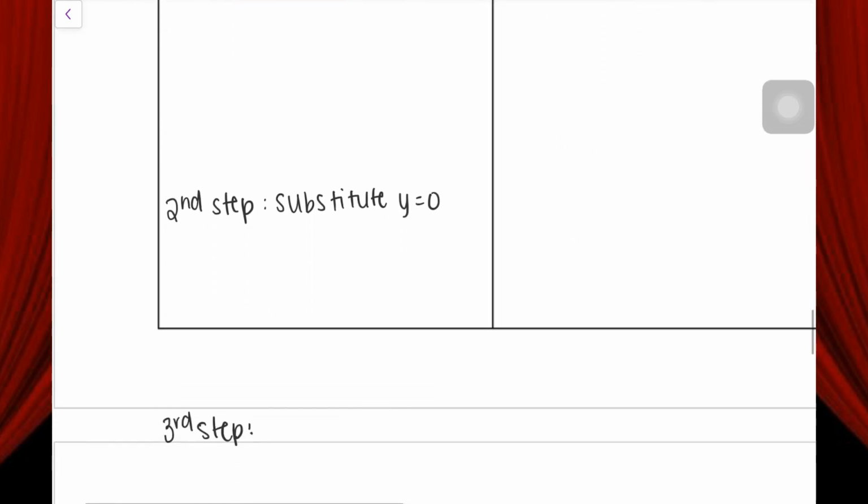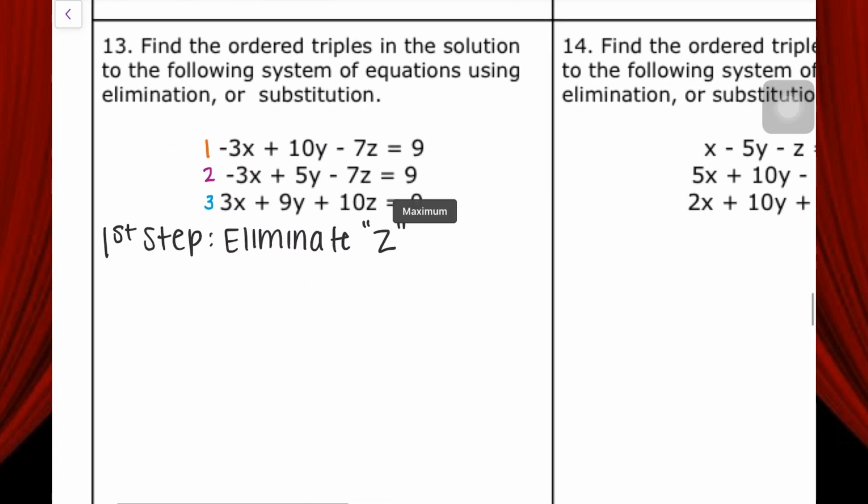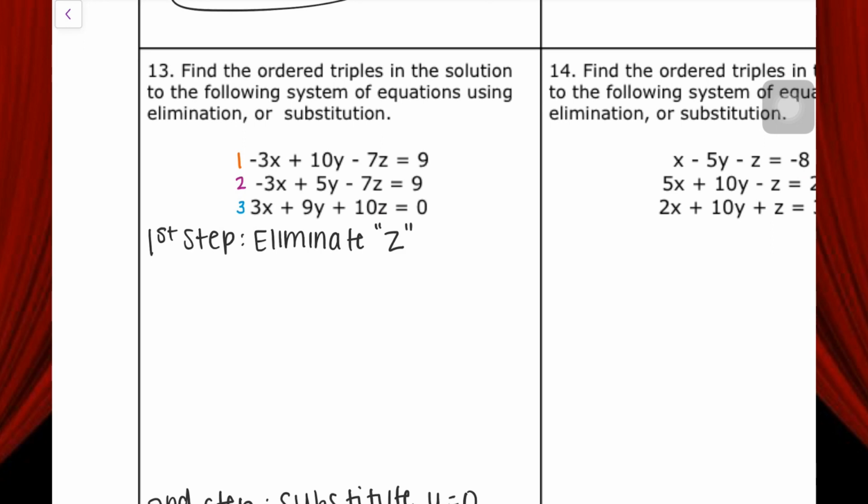Let's go ahead and look at number 13. I've already started setting it up. So we are trying to find what x equals, what y equals, and what z equals. What you're going to do is always aim to eliminate the variable z when you see 3 equations and 3 variables. So the first step is always take the first equation and the second equation. Let's go ahead and rewrite it.